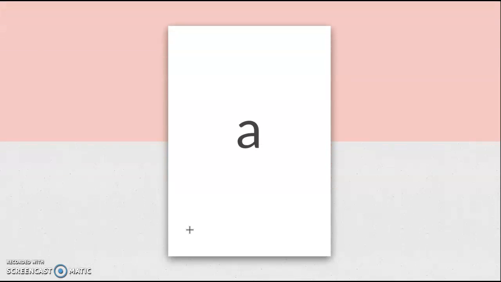This is the letter A. A makes the A sound. Can you make the A sound for me? Now remember, if you're nonverbal, try your best and say the letter and its sound in your head.